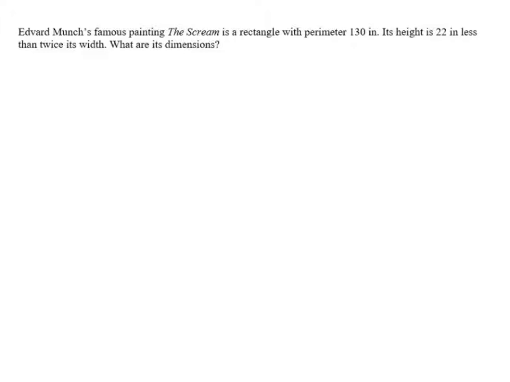If we look in the problem, we can see that they tell us its height is 22 inches less than twice its width. So they tell us something about the height based on the width, but they don't give us any information directly about the width. Because the width is the quantity we're told nothing about, that's going to be x. So we're going to let the width be x. Now we have to write the height in terms of x.